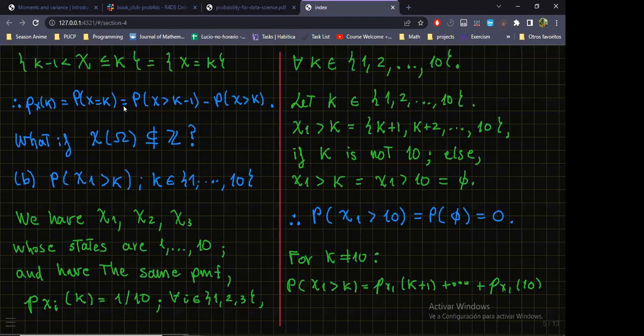So, with this assumption, the event this coincides with this one over here. Well, let me tell you something.